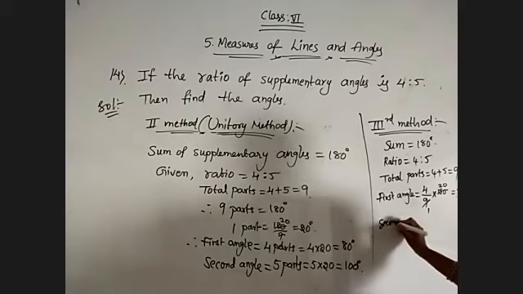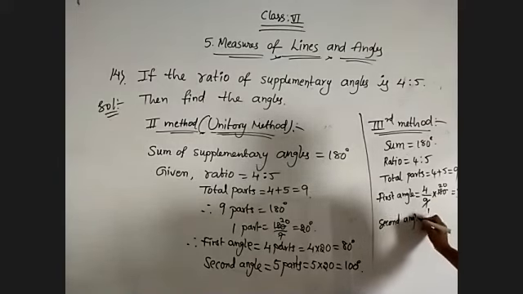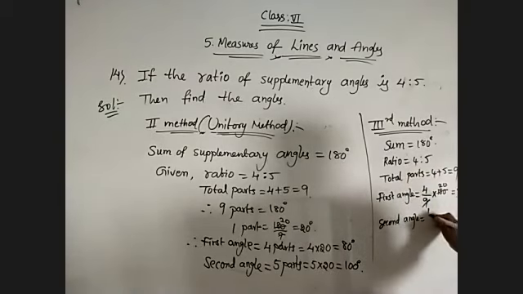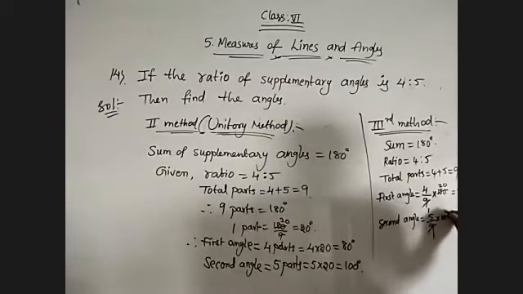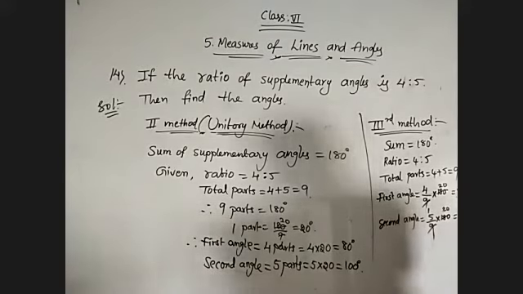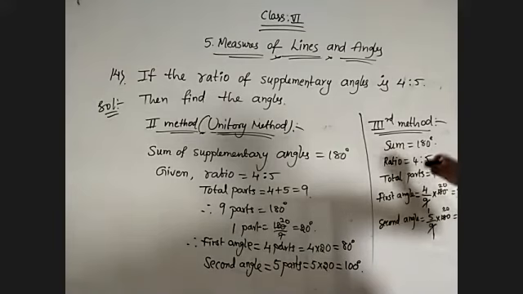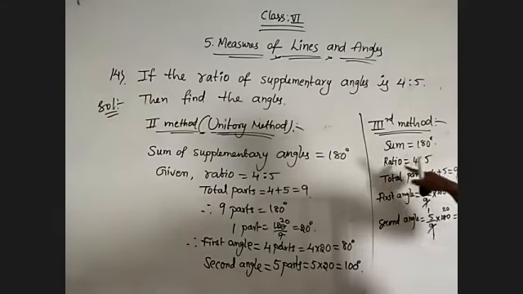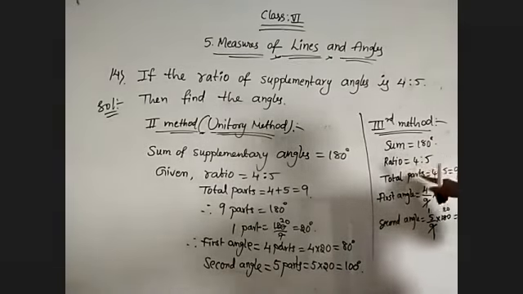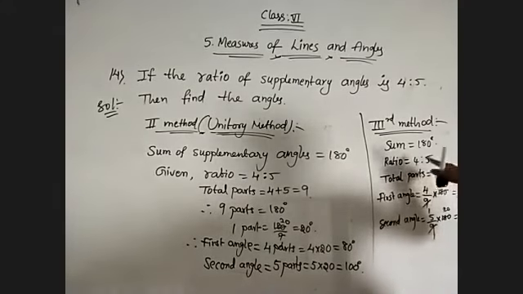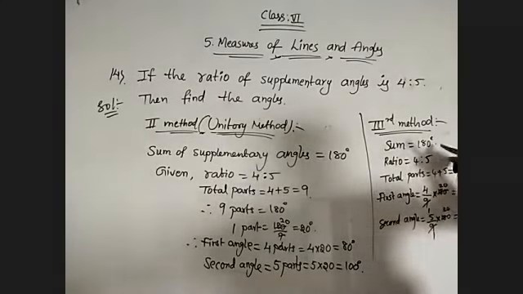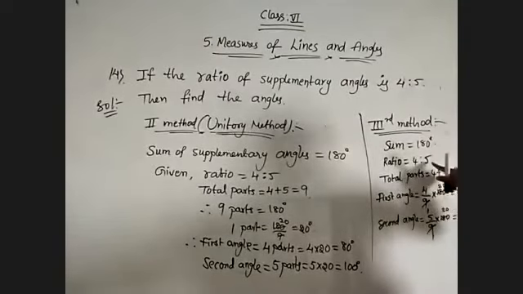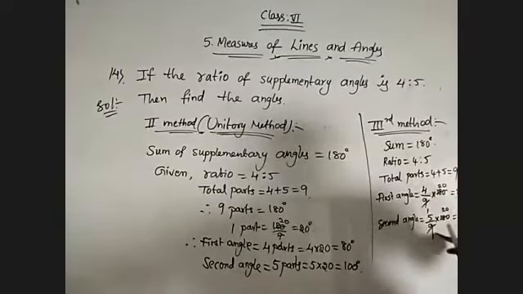Same way, the second angle also. Second angle will be equal to 5 parts out of 9 parts, and the sum of the angles is 180. So 9 ones are 9, 20s are 180, 5 20s are 100 degrees. 5 into 20, 100 degrees. I hope you understood. So just observe, this is a very simple method, but here you must write the sum of the supplementary angles is equal to 180 degrees, a complete statement. Then the given ratio of the angles is 4:5. So total parts of the ratio is 9 parts, and the first angle will be 4 parts out of 9 parts into 180, and 5 parts out of 9 parts, that is 5 by 9 into 180. That's it.